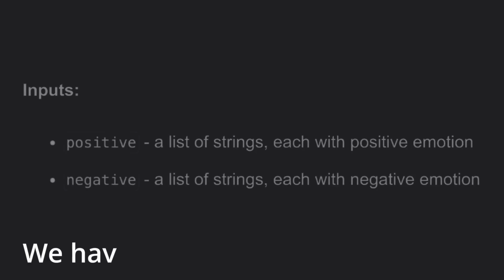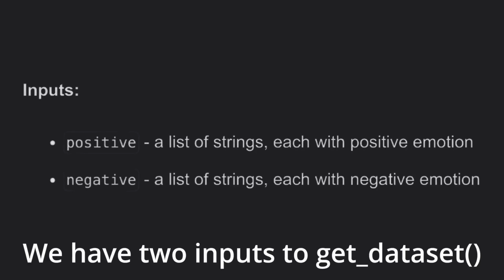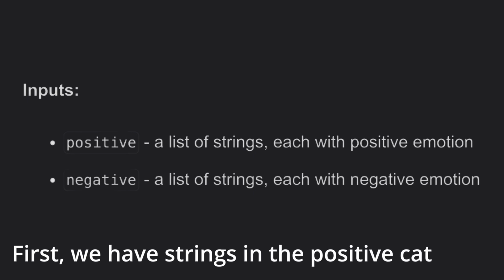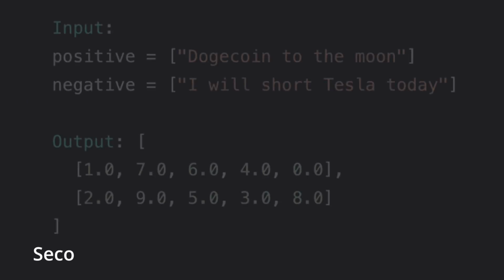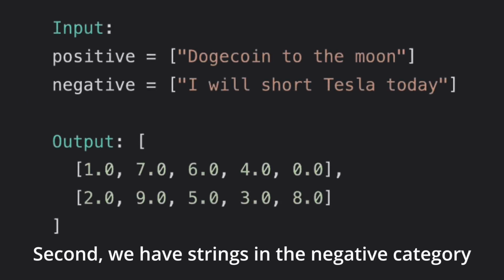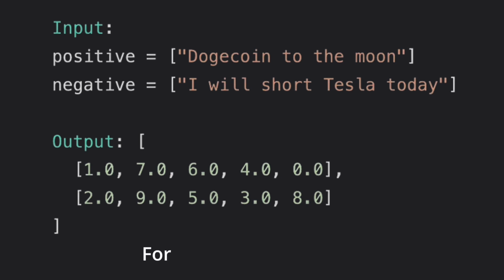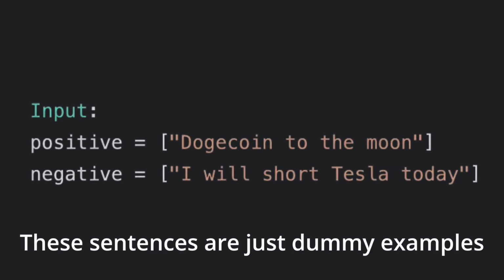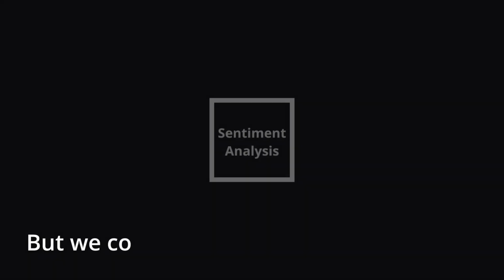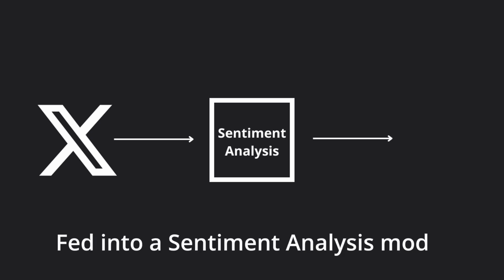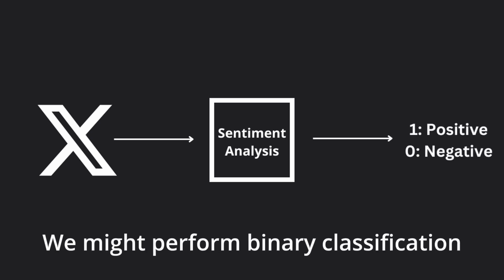We'll start by going over a basic test case. We have two inputs to the function we have to write. The first is a list of strings, each with positive emotion. The second is another list of strings, each with negative emotion. This simple example has just one string per list. Side note, these sentences are just some dummy examples I came up with, but they could be tweets that are fed into a model that outputs the sentiment as a number.